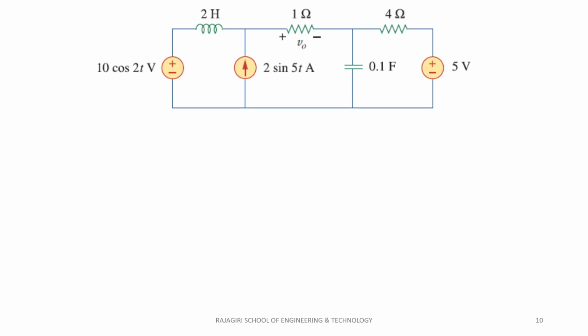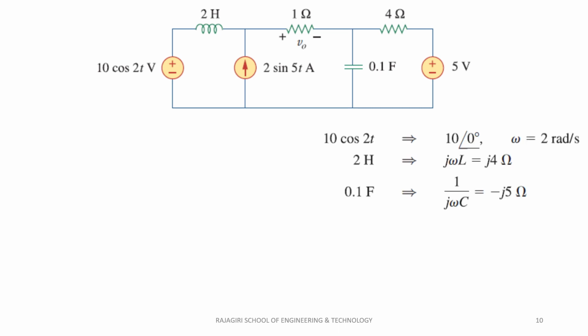Similarly, for the 10 volt voltage source operating with an angular frequency of 2 radians per second, the phase is observed to be 0 degrees. The DC voltage source is replaced with a short circuit and AC current source with an open circuit. The impedances of the inductor and capacitor are computed at 2 radians per second. The phasor circuit is shown.